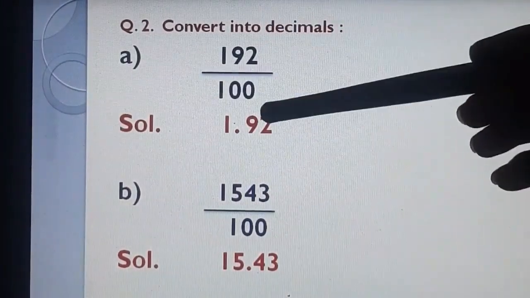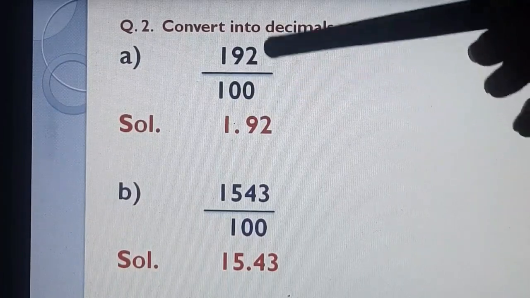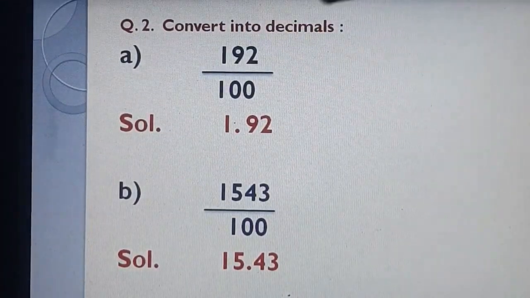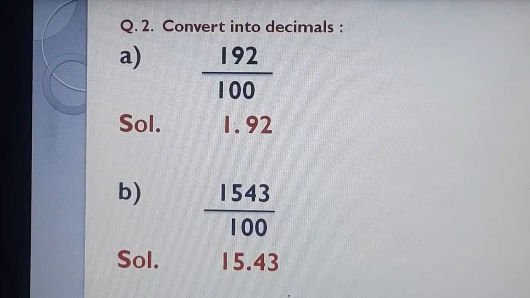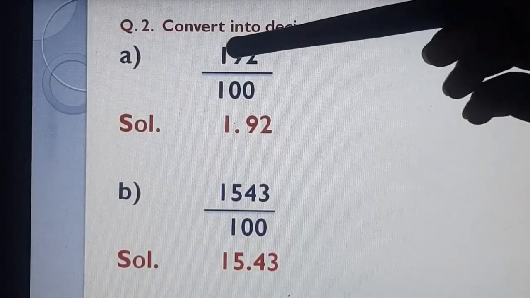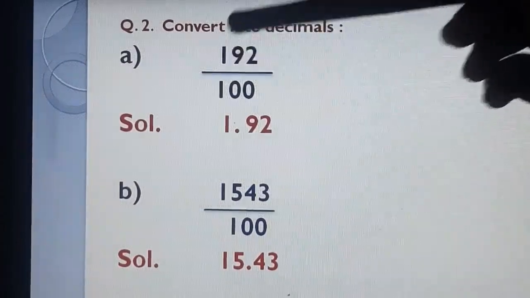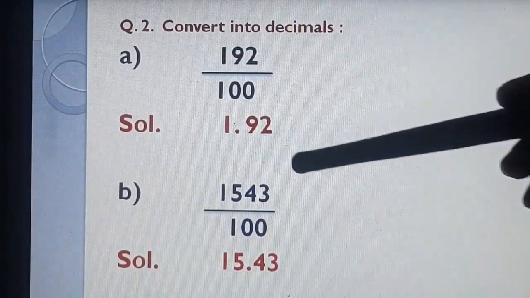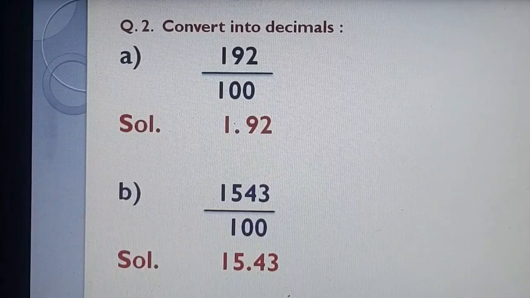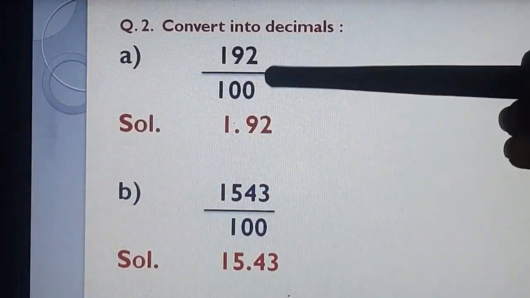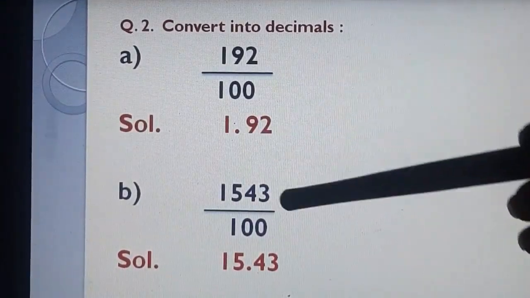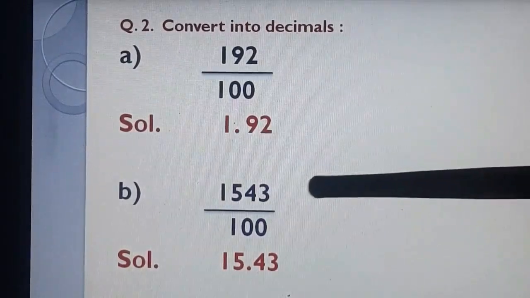1, 2, we have counted. From the ones place we have to count. And now you have to place the decimal. So after these 2 digits, counted from the ones place, we will put the decimal. So our answer will become 1.92. Okay. See the next part again so that you can understand.